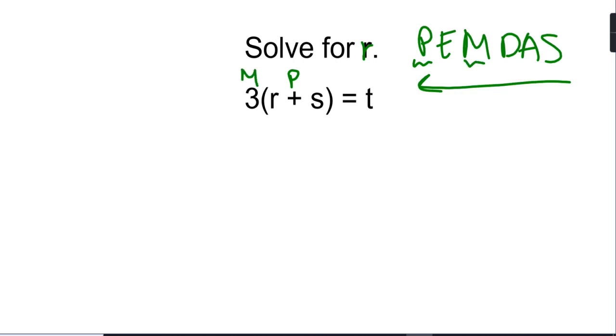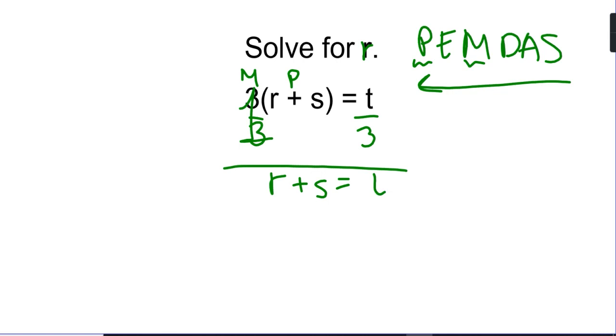Okay, so all I have is multiplication and parentheses. So I'm first going to undo the multiplication, then I'll undo what's in parentheses. Opposite of multiply, divide by 3. Okay, 3 divided by 3 is 1, so I have 1 times r plus s, or just r plus s. And I will divide by 3 on the other side as well. I can't simplify that because t is a variable, so I'm just going to leave it, t over 3.